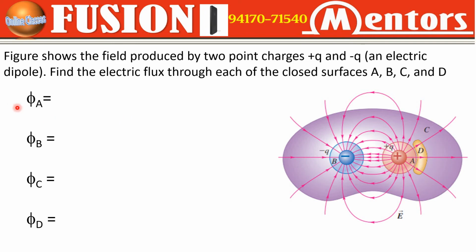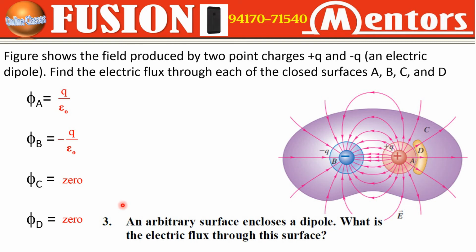So electric flux through A would be... A encloses only plus Q, so Q by epsilon naught. B encloses a charge minus Q, so minus Q by epsilon naught. C encloses a total charge of plus Q and minus Q, that means 0. And D doesn't enclose any charge. Hence, according to Gauss's theorem, 1 by epsilon naught times 0. Answer is 0.